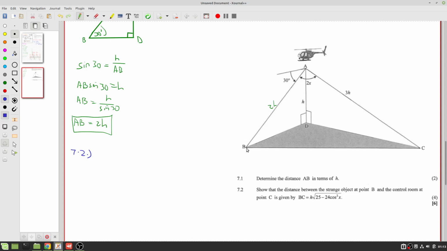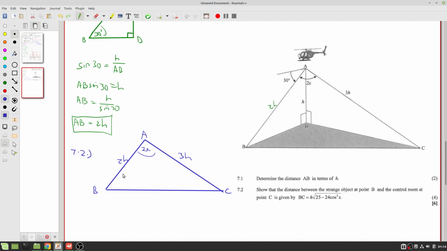We want to work in angle BAC, that big triangle, so let's draw a representation of that. BAC, something like that. What do we know about BAC so far? We know BA is 2h. We know AC is 3h. And we know angle BAC is 2x degrees. Let me rewrite that: 2x degrees. We need to find the distance BC.